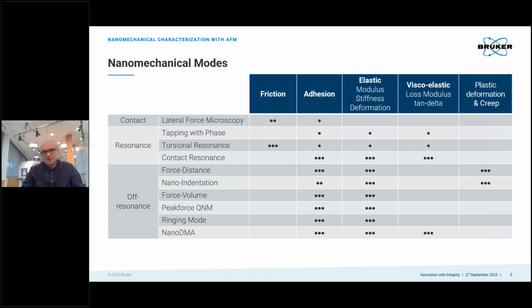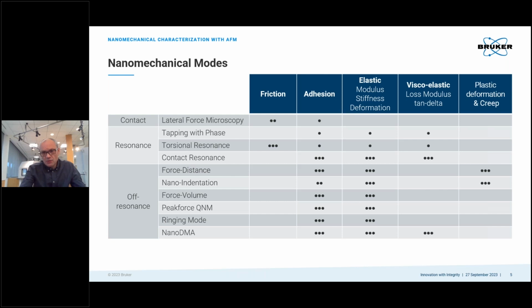The modes themselves, in mechanical or other property mapping like electrical, are typically looked at as contact modes, or resonance mode, referring to the cantilever that is oscillating at its natural resonance frequency, or off resonance, which typically means below the natural resonance.